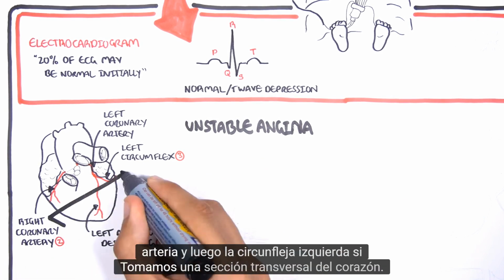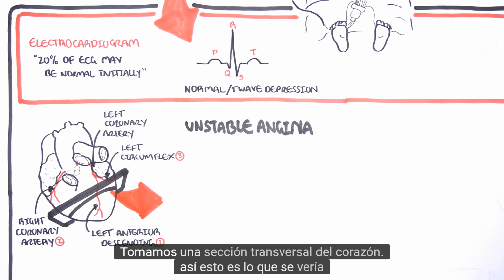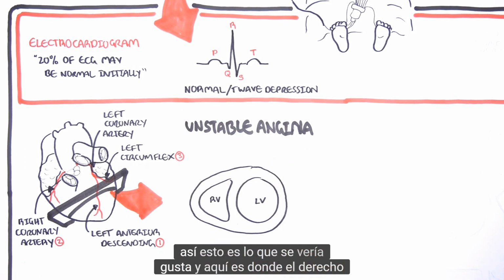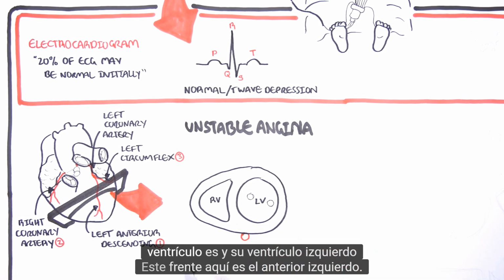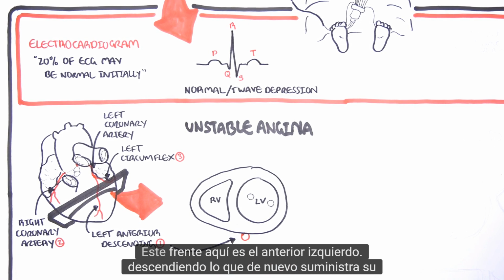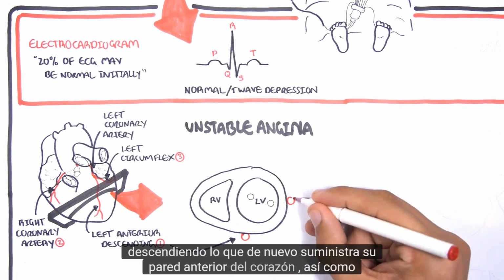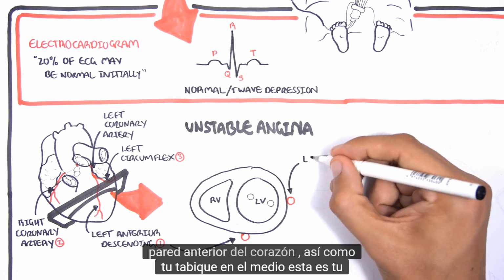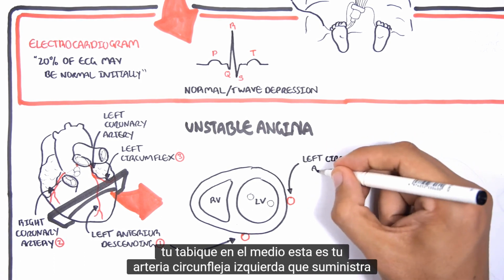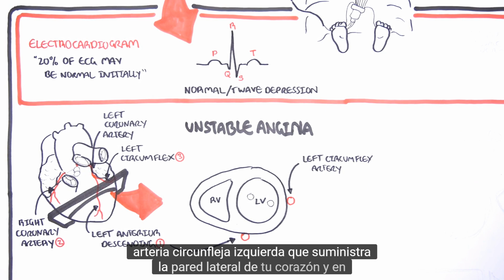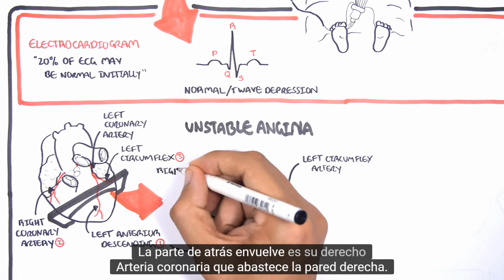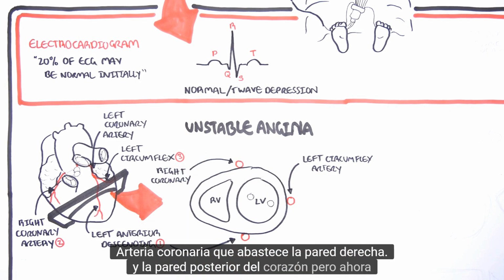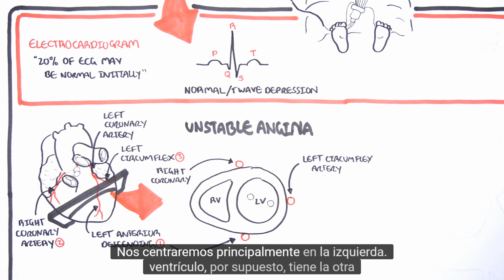If we take a cross section of the heart, this is what it would look like. And here is where the right ventricle is and your left ventricle. This in front here is the left anterior descending, which again supplies your anterior wall of the heart as well as your septum in the middle. This is your left circumflex artery, which supplies the lateral wall of your heart. And at the back, wrapping around, is your right coronary artery, supplying the right wall and posterior wall of the heart. But now we will mainly focus on the left ventricle.